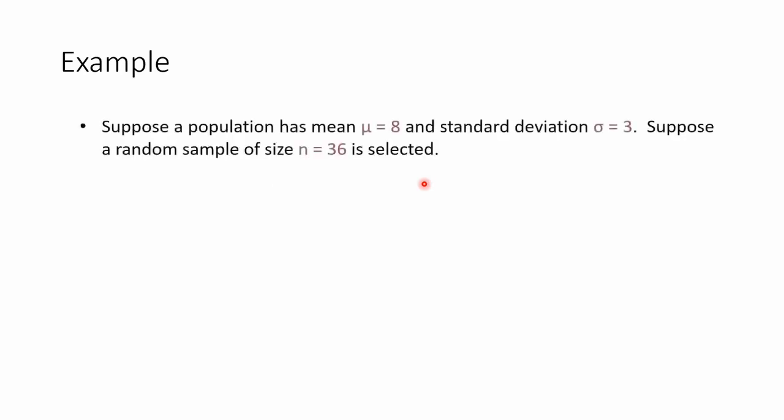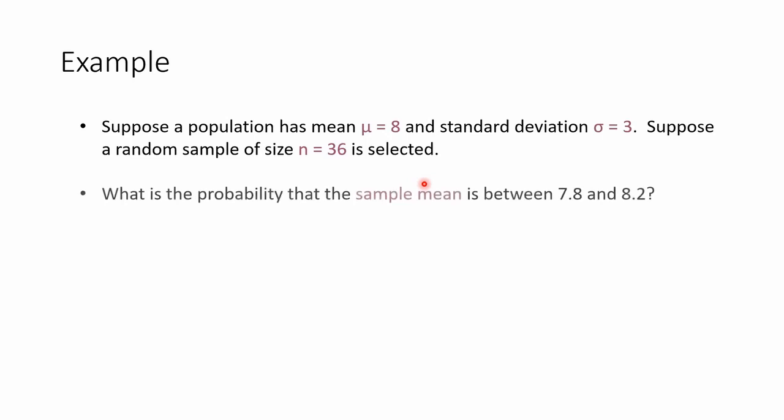So let's have a look at an example for this. Suppose the population has mean mu equals 8 and standard deviation sigma equals 3. Suppose a random sample of size n equals 36 is selected. What is the probability that the sample mean is between these two values? Right, here you're not told what the distribution of the population is, but you're told the mean of the population, which is 8, and the standard deviation. Notice that your sample size is 36, which is greater than 30. Now the question asks, what is the probability that the sample mean is between these two values, right?